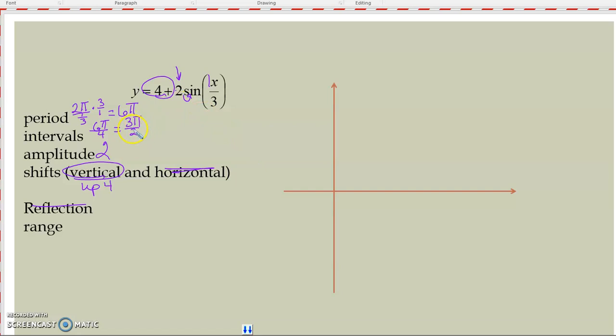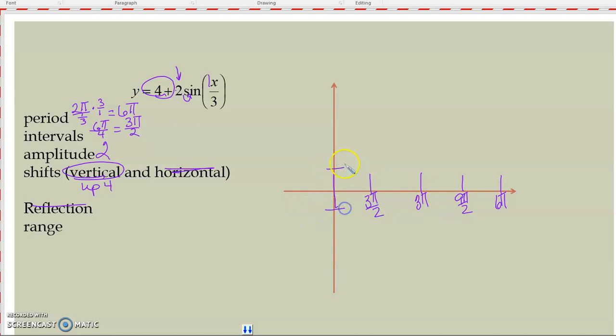We want to name our intervals first. So we're going to start at 0. Each mark is 3 pi over 2 apart. And another 3 pi over 2 is 6 over 2, which is 3 pi. And then 9 pi over 2. And another 3 pi over 2 is 12 pi over 2, which is 6 pi. Okay? We have our intervals.